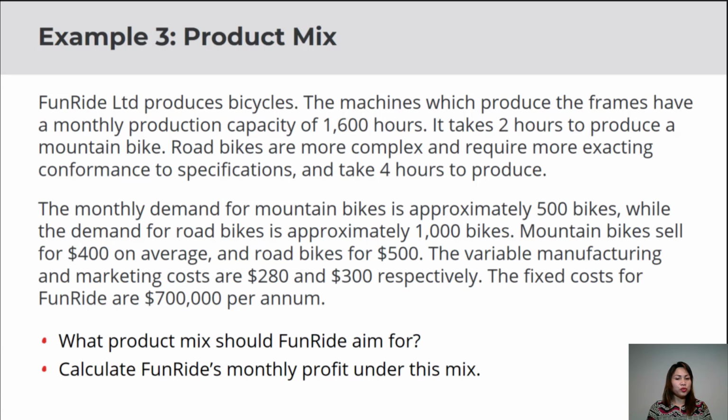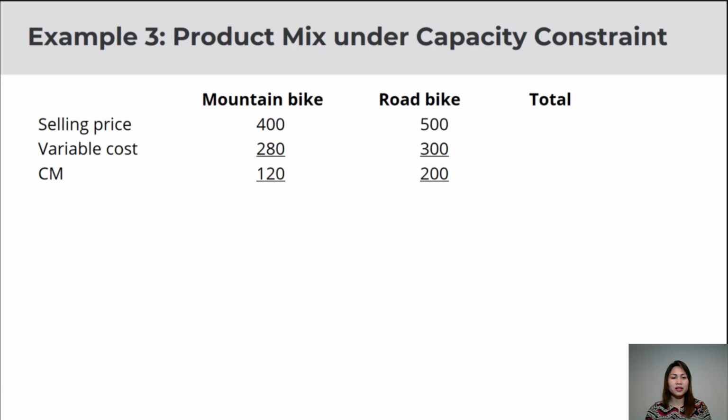Now, two questions for you here. First, what product mix should Funride aim for? Then the next one is calculate Funride's monthly profit under this mix. First, we need to calculate contribution margin per unit of different products. So for mountain bikes, selling price is $400, variable cost $280. Therefore, contribution margin is the difference, equal to $120 per mountain bike.